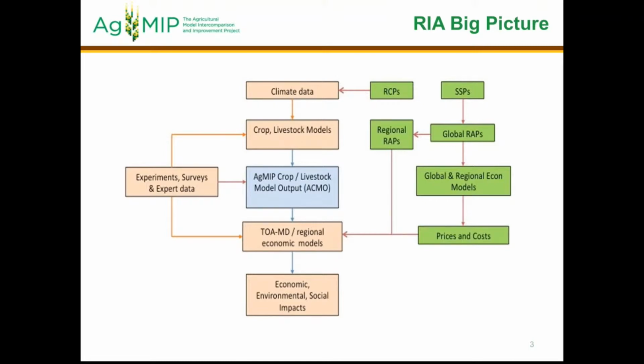So this is a schematic of the big picture of the regional integrated assessments. We start with climate data from various RCPs, or representative concentration pathways. Those are fed into the crop models and livestock models. These are multiple models, so the AgMIP protocols emphasize the use of multiple models throughout the process. And the outputs from the crop and livestock models are then fed into regional economic models, and finally the economic, environmental, and social impacts are assessed.